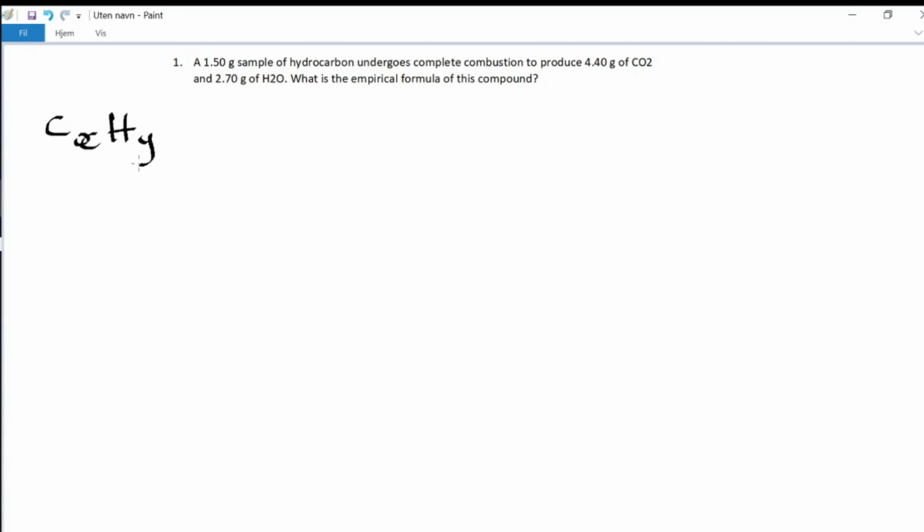C_x H_y. They undergo a combustion, and that means they react with oxygen to produce carbon dioxide plus water.